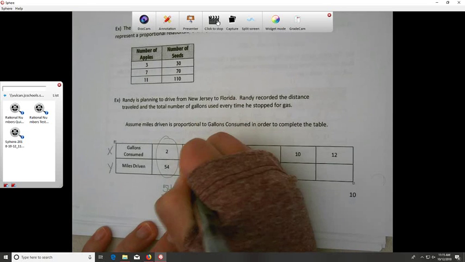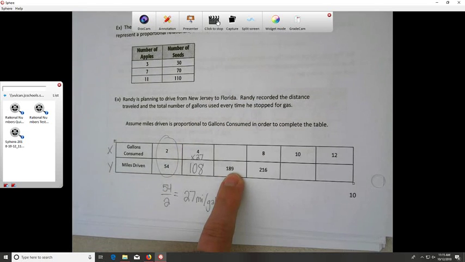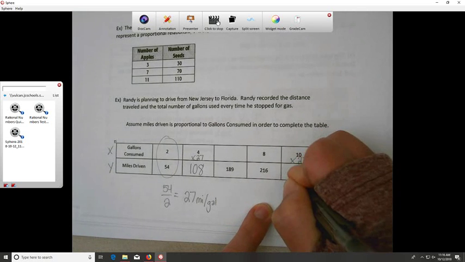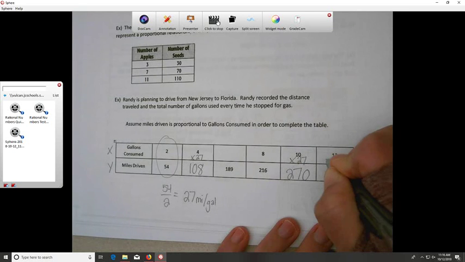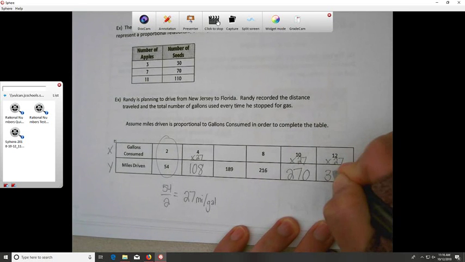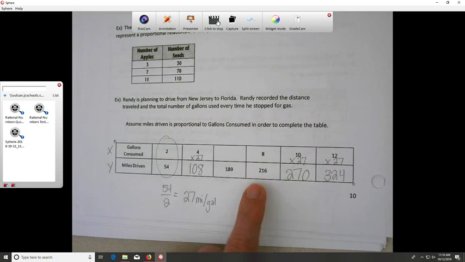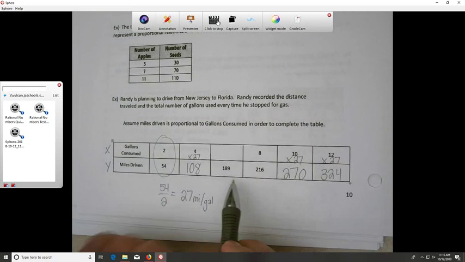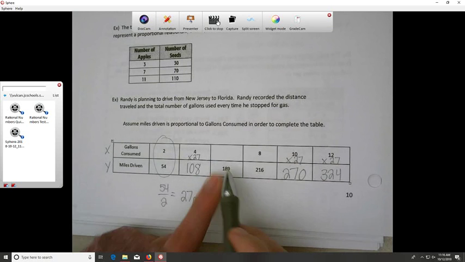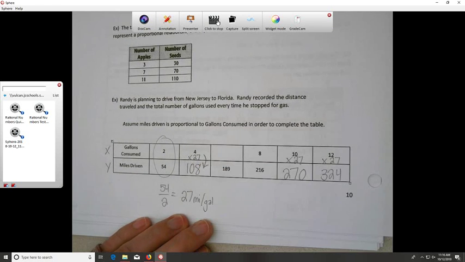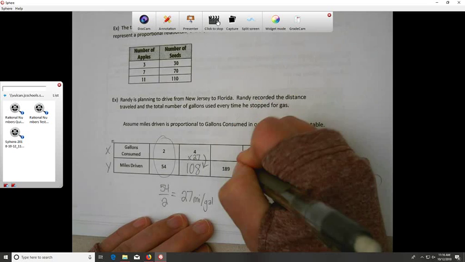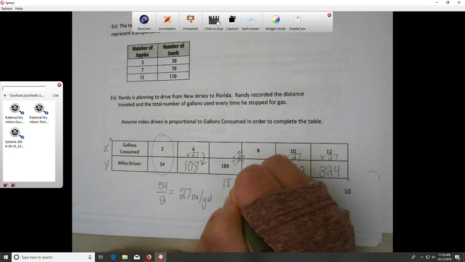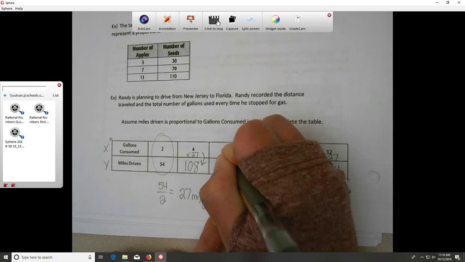I'm going to skip this one for a second. This one's already filled in. 10 times 27 would be 270, and then 12 times 27 would give you 324. For this one that I skipped, the reason I skipped it is this one is backwards. We know the miles, we're trying to find the gallons, so instead of multiplying by 27, if I'm going backwards, I'm going to divide by 27. So I'm going to type 189 divided by 27, and that'll tell me that that's 7 gallons.